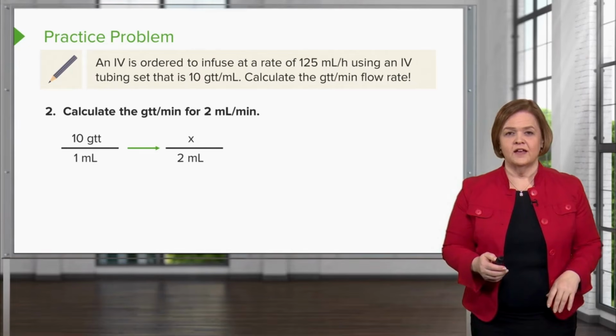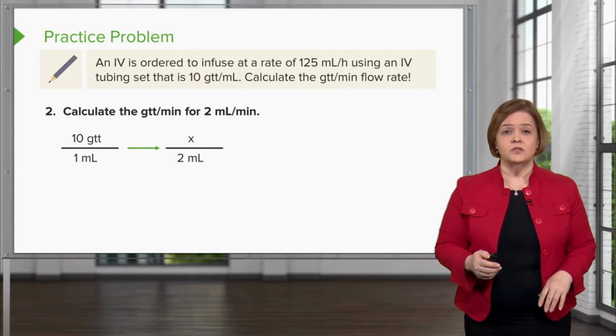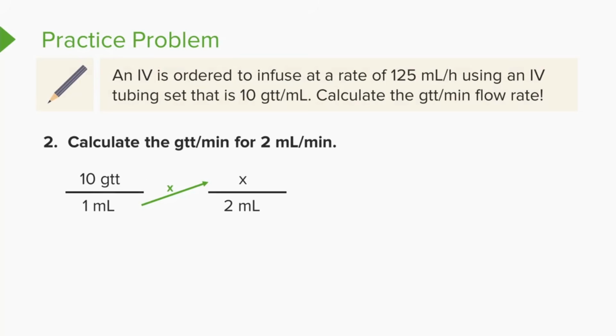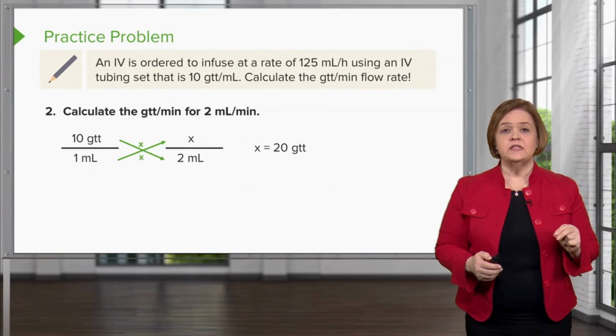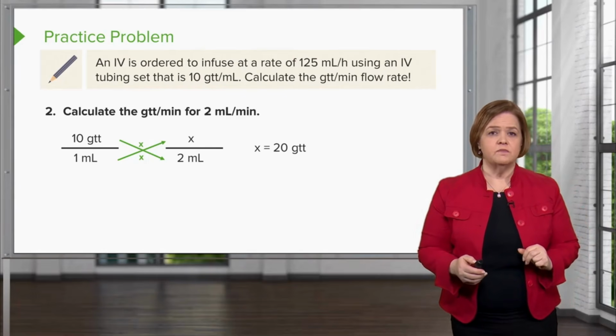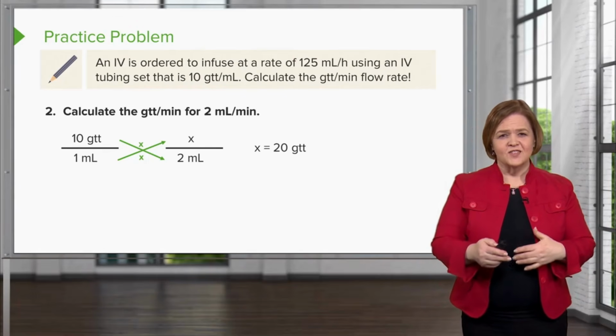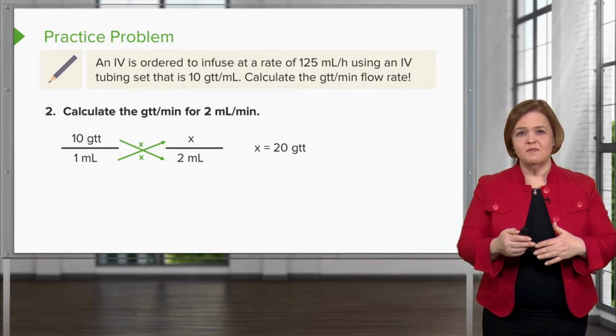because I want to use this simple example as a formula. The next step would be to cross multiply, right? 1 times x and 10 times 2. So now I have 1x equals 20. So x equals 20. So I know that I need 20 drops a minute in order for me to have 125 milliliters an hour.